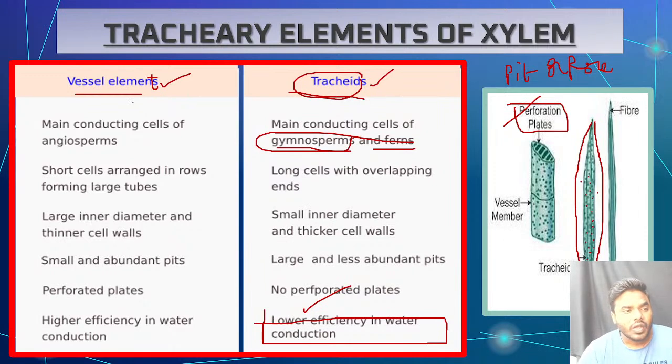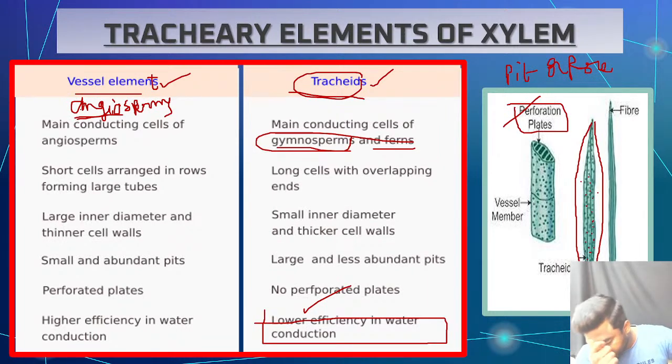Next one, friends, vessel elements, in angiosperms. Angio, friends, what is the meaning of angio? Angio means vessel-like structure. So, angiosperms are the ones where the vessel elements are present.